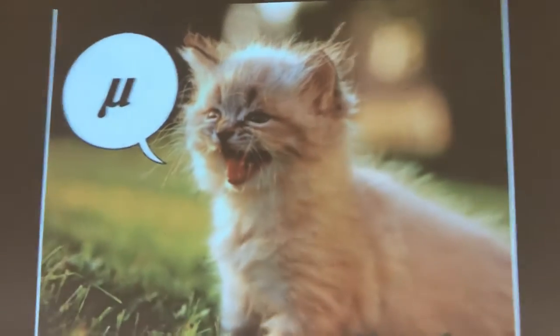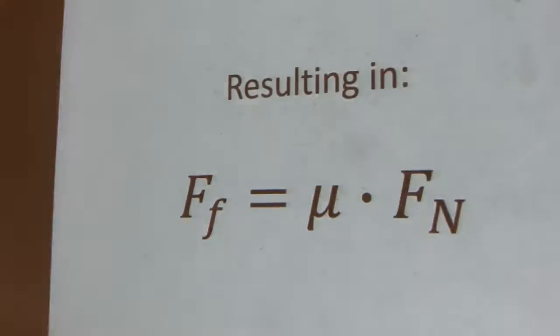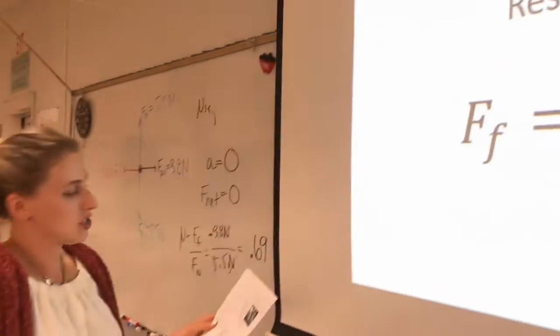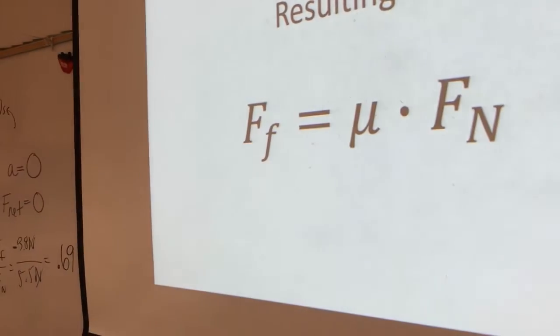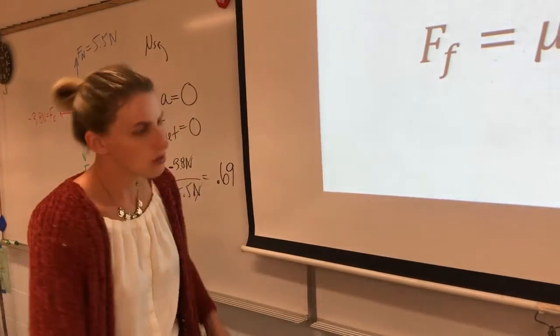Mew. Kitty, kitty. This is the standard form for the equation. And notice how simple it is. It's pretty simple. A is equal to B times C. Yeah, it's easy, right?